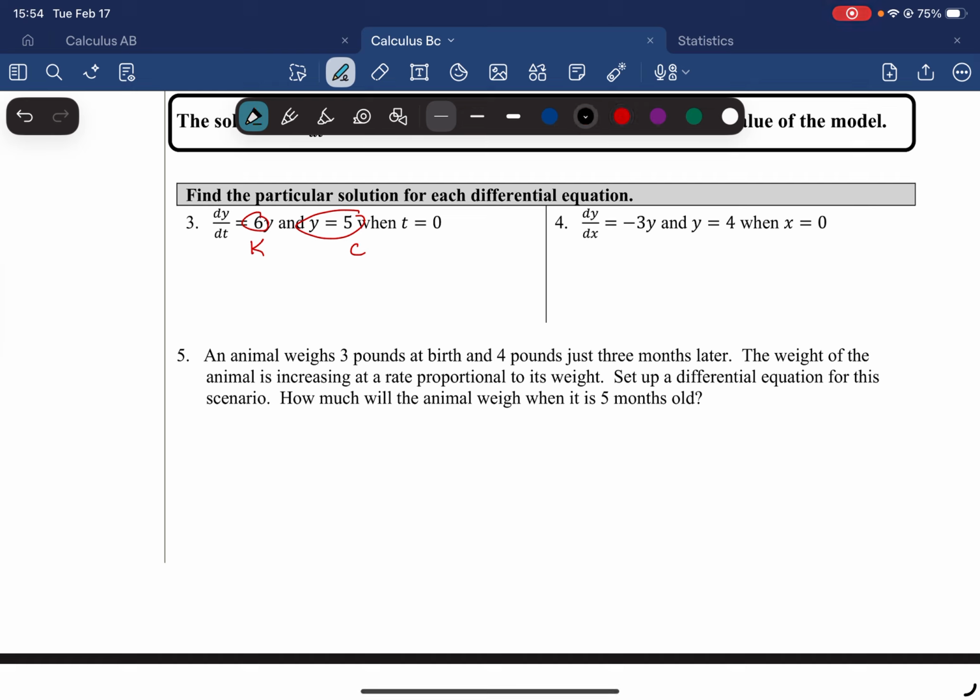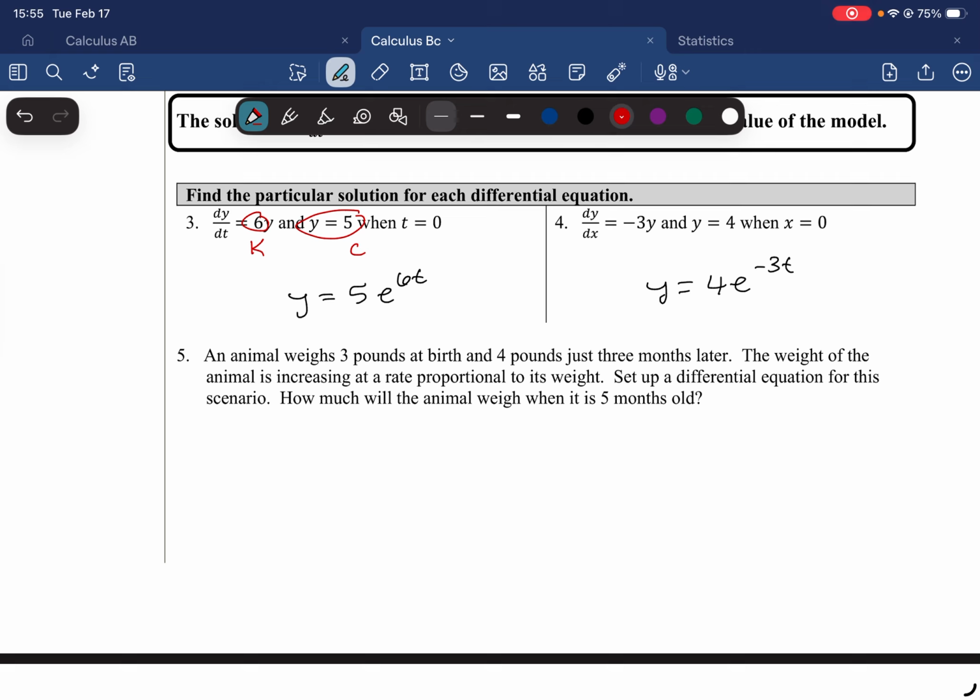So I can write that as y is equal to 5 times e to the power of 6t, and that would be my particular solution to that differential equation. Same with number 4, I would get y is equal to 4 times e to the negative 3t. Okay, again, because negative 3 is my k value and 4 is my c value.